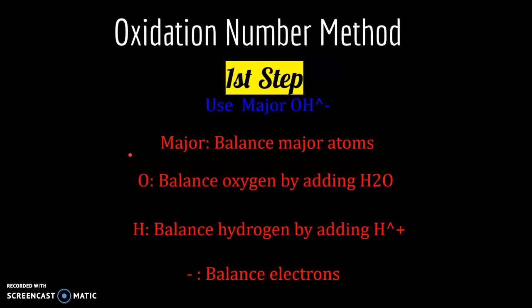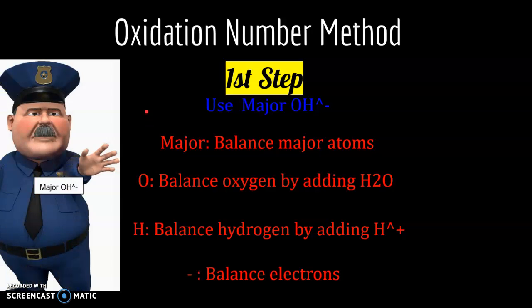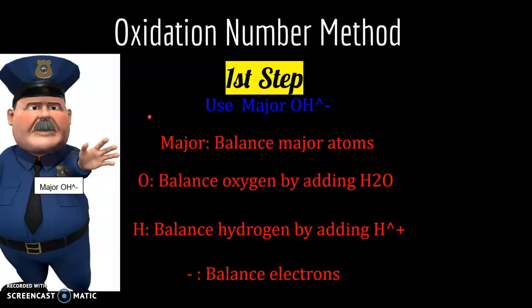Now it's time for the second way that we can balance a redox reaction, using the oxidation number method. Now the first step for this method is using, that's right, major atoms once again. I trust you guys remember what we did last time, so I'm not going to go over that stuff.